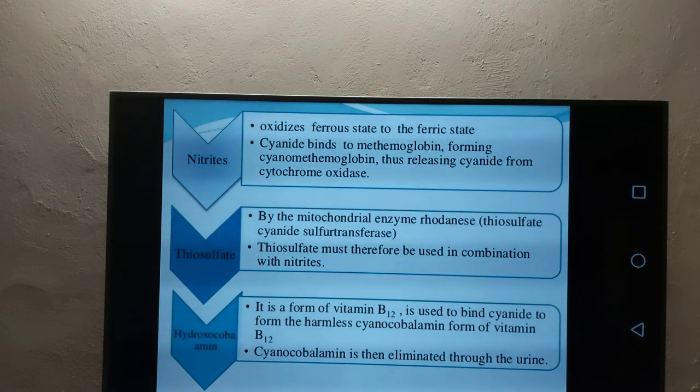First, you have to give amyl nitrite by inhalation. Once it is stabilized, once the IV line is introduced, you can give IV sodium thiosulfate for the same action. Amyl nitrite ampoules by inhalation: you have to break the ampoule, pour it on a kerchief, and make the patient inhale the vapors. Once the IV line is established, the same medicine, sodium nitrite, can be given IV. Thiosulfate IV, B12 IV.